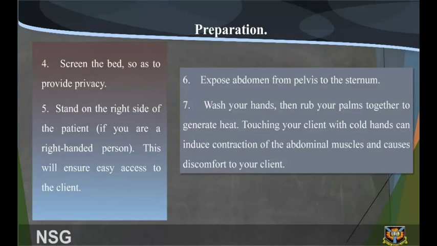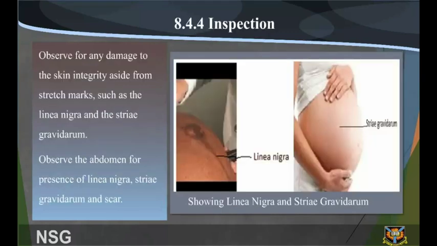5. Stand on the right side of the patient if you are a right-handed person. This will ensure easy access to the client. 6. Expose the abdomen from pelvis to the sternum. 7. Wash your hands, then rub your palms together to generate heat. Touching your client with cold hands can induce contraction of the abdominal muscles and cause discomfort to your client.